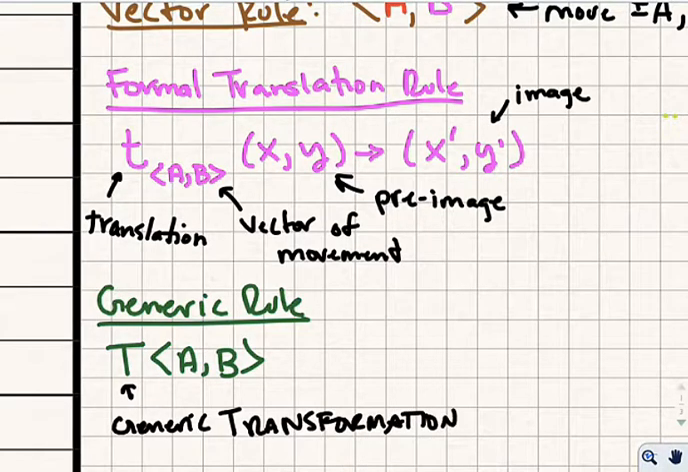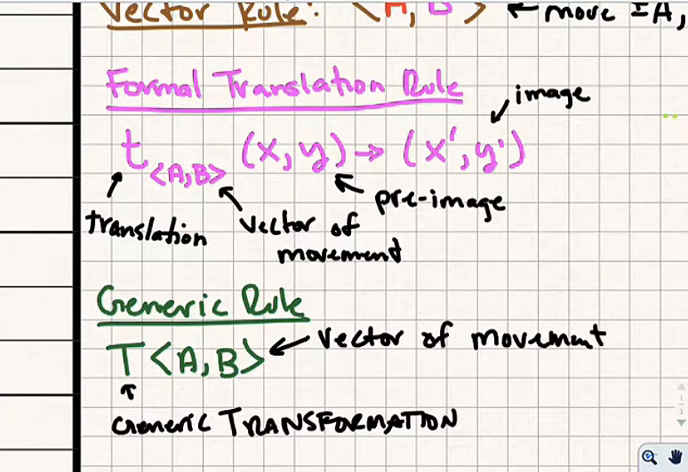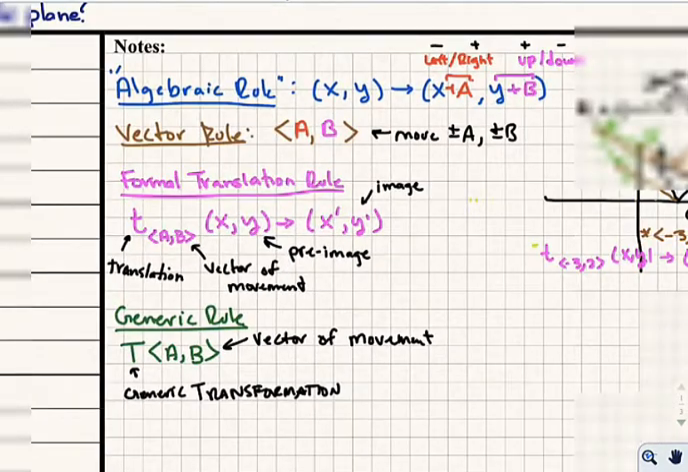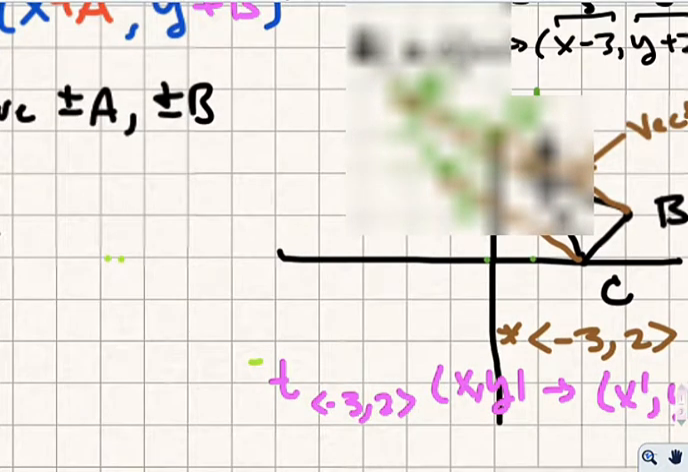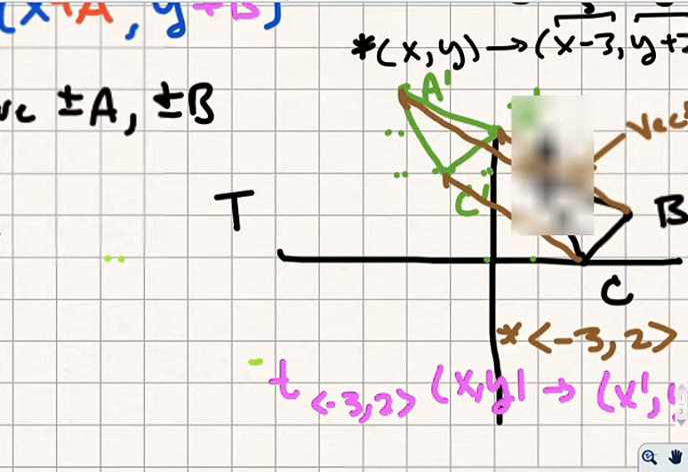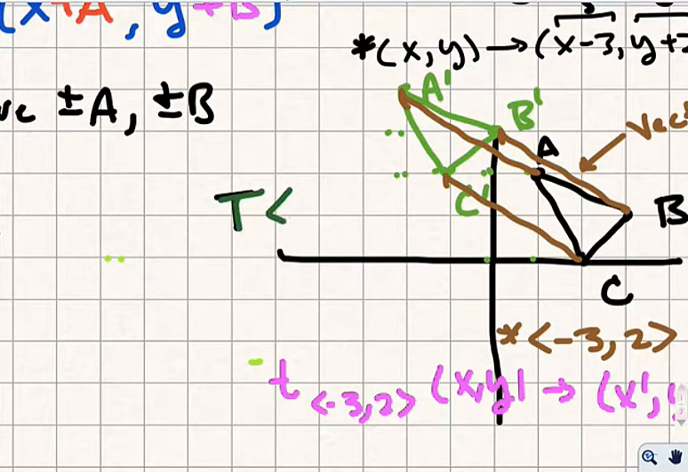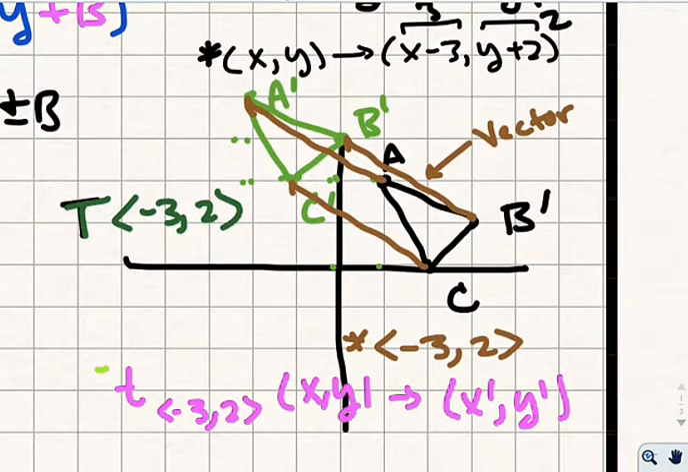So we can use that for reflections or rotations. And this is going to be the vector of movement. But the other part is somewhat unnecessary, so we don't actually use that. So going over here, we can also describe this as, let's keep the color coding together, the translation along -3, comma 2.